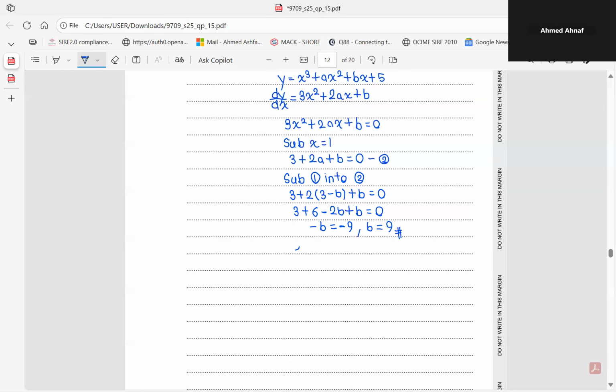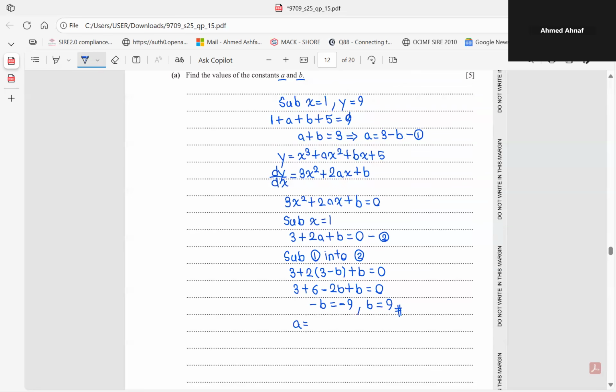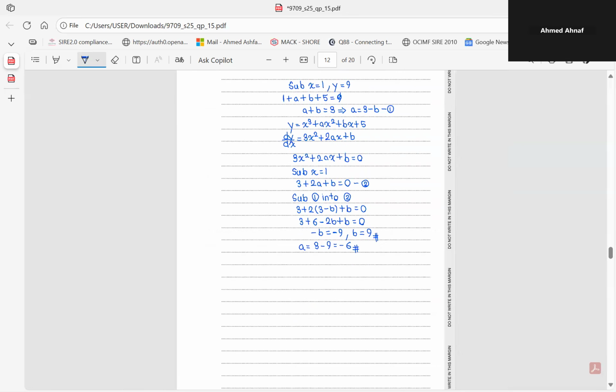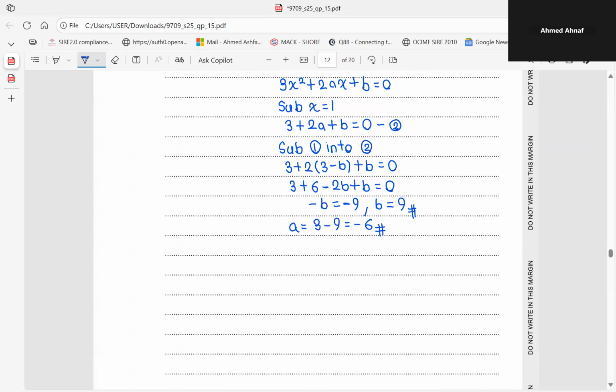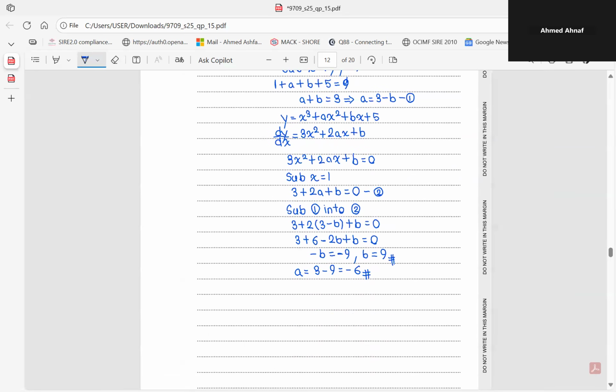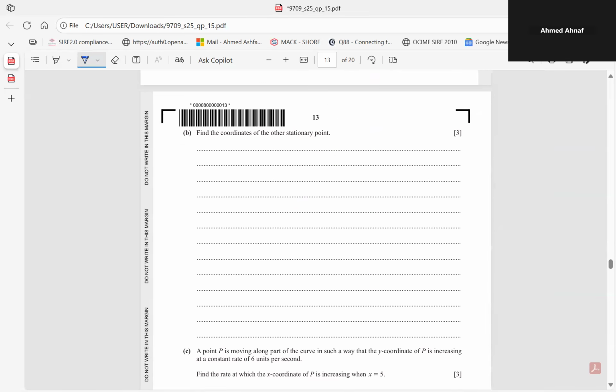Okay, and now a is equals to 3 minus b, which is 3 minus 9. Get minus 9 plus 3, you get minus 6. So a is equals to negative 6. So these are our final answers for this part. Let's head on to the next part.